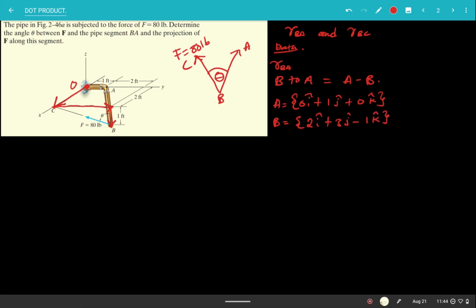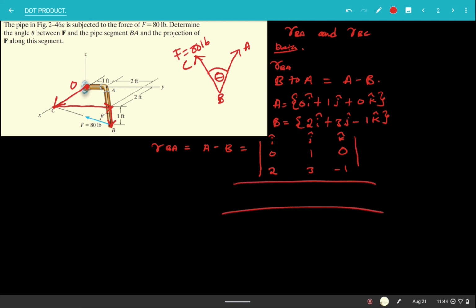Alright, now that I've established the points that I need, I can now find the position vector. The position vector RBA is equal to A minus B. So I write the positions of A, which is 0, 1, and 0, and the positions of B, which is 2, 3, and -1. Remember, this is in the i, this is in the j, and this is particularly in the k.